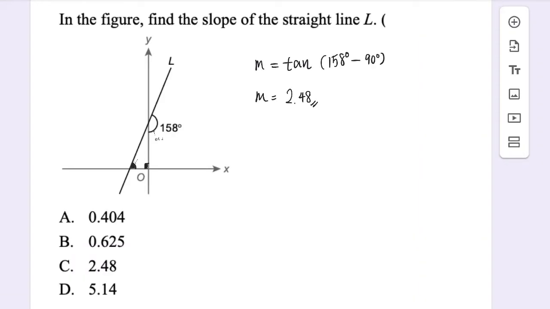For this question, the key idea is whether you can recognize that this angle actually will be the exterior angle of this triangle, and this is the right angle. This is the angle that you are going to consider for L, the inclination of that. That is why you can see the expression will look like this, and then you can find out the value of the slope will be 2.48.